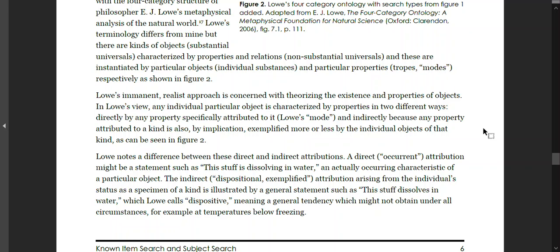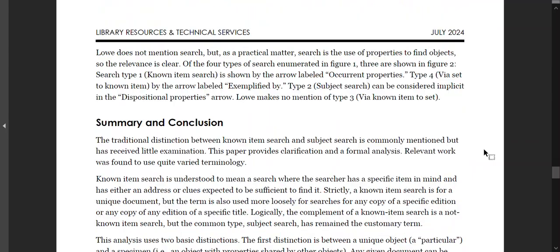Lowe notes a difference between these direct and indirect attributions. A concurrent attribution might be a statement such as, "This stuff is dissolving in water," an actually occurring characteristic of a particular object. The indirect dispositional exemplified attribution arising from the individual's status as a specimen of a kind is illustrated by a general statement such as, "This stuff dissolves in water," which Lowe calls dispositive, meaning a general tendency which might not obtain under all circumstances, for example, at temperatures below freezing.